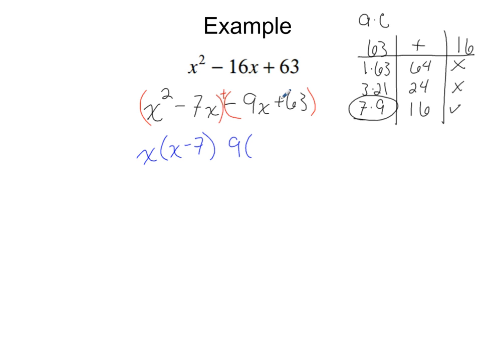So I need to change these signs to make them match. The way I do that is to factor out a negative number, because that changes both my signs. So negative 9x divided by negative 9 is positive x. And then 63 divided by negative 9 is negative 7. So same thing inside the parentheses. So I'm going to factor it out. So we got x minus 7 times x minus 9.